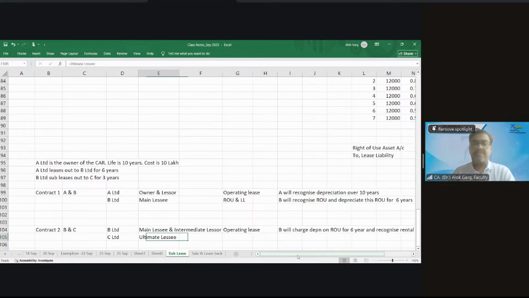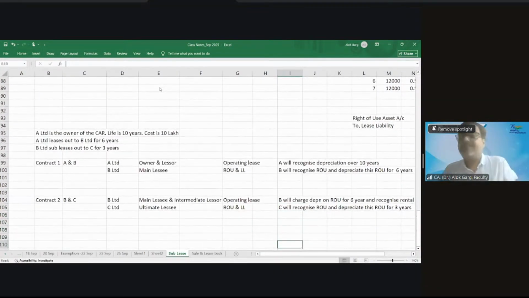C Limited, who is the ultimate lessee, what will C do? C will also do ROU and lease liability accounting. C will recognize ROU and depreciate over what period? For how many years will C recognize the ROU? For 3 years. Yes. So Ayush, this is the situation.